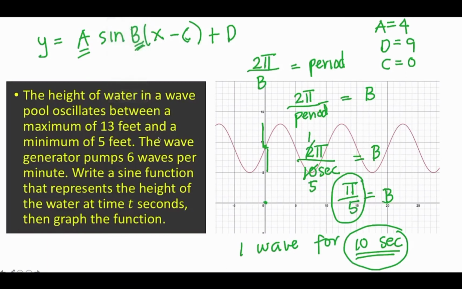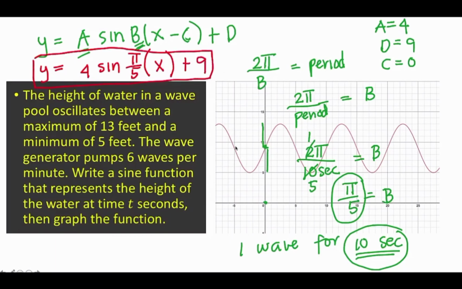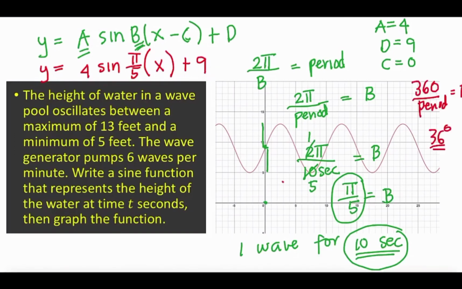So that means the graph as described in this problem is in the form y equals, our a is 4, copy the sine function, our b is pi over 5 times x, our c is 0, so we don't have to write that anymore, plus our d is 9. When you graph this sine function, you will notice that you will get this graph. So that's how we solve our math problem of the day that involves transformation of the sine functions.